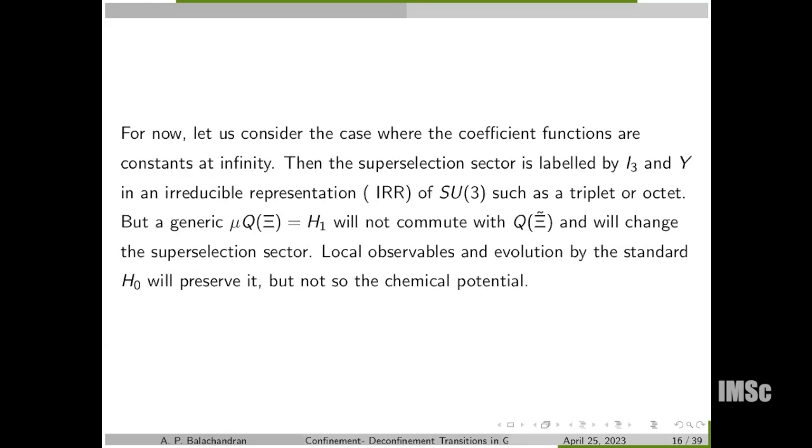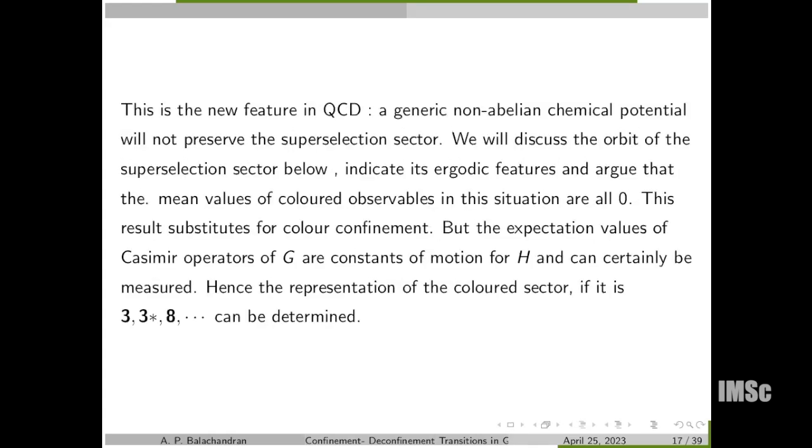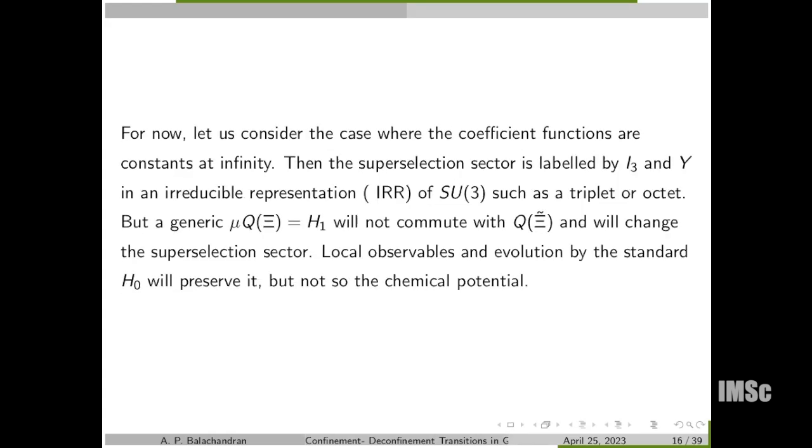Now I do the following. I diagonalize them, and I choose a chemical potential, which I call H1, with a cascade which does not commute with cascade tilde. Okay. So what happens? If I choose a generic chemical potential, it will not commute with cascade tilde.